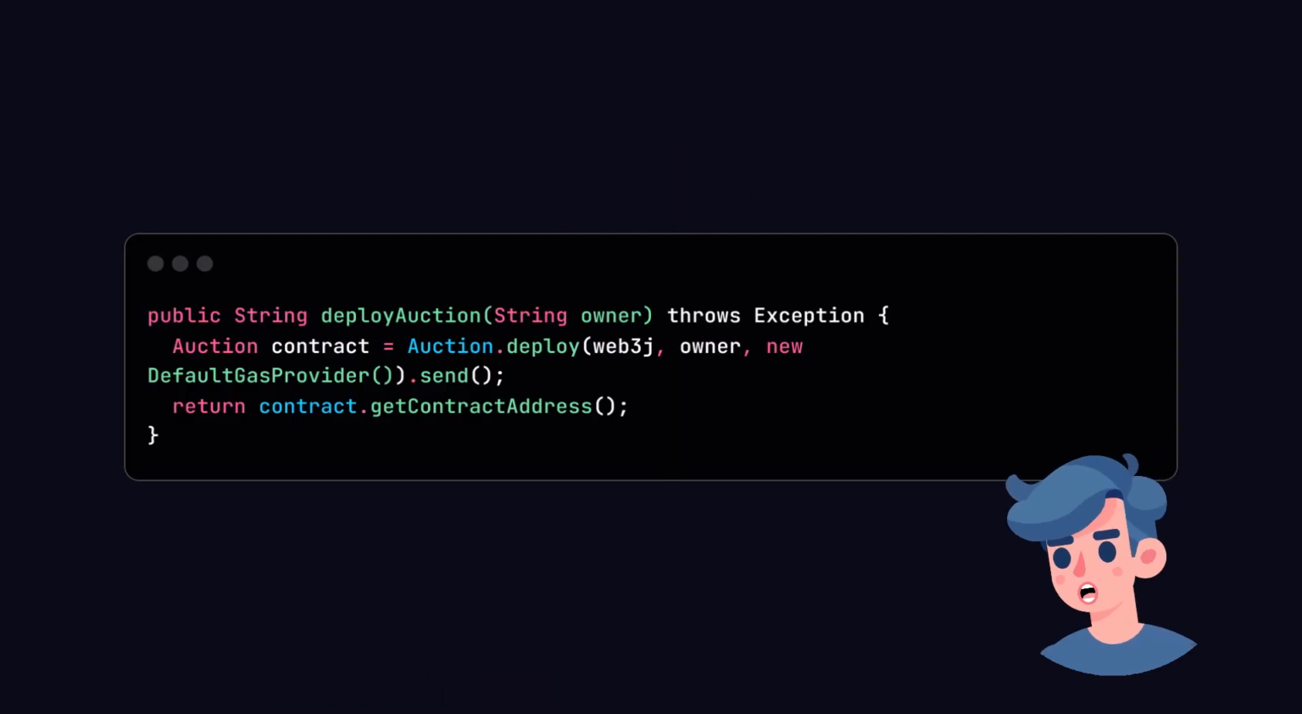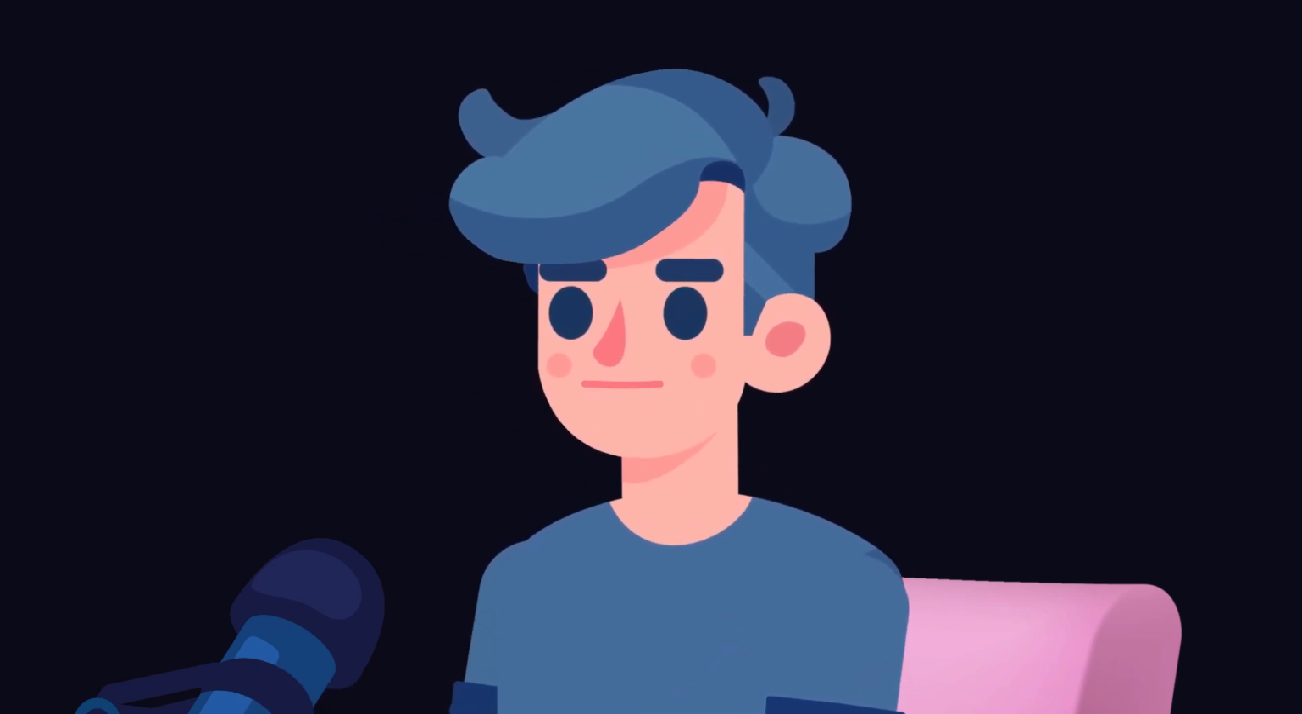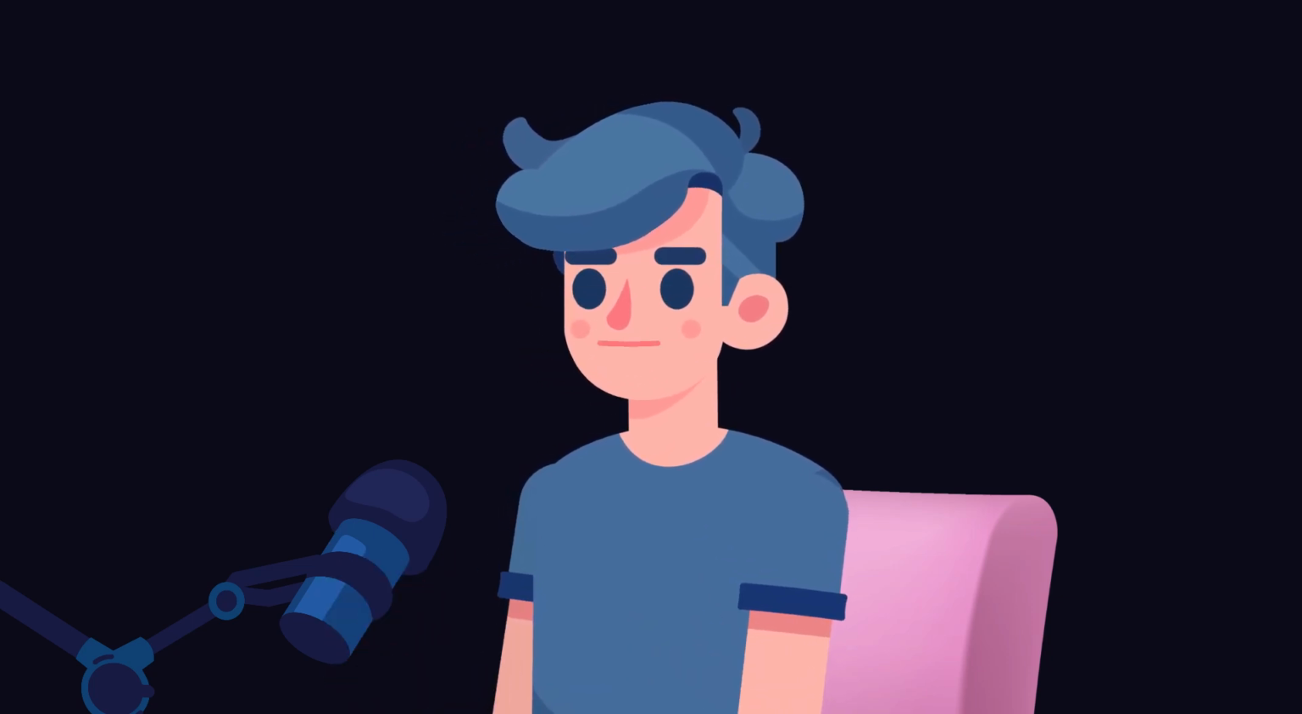Next, let's add methods to our AuctionPlatform class that will allow us to create an auction instance and place a bid. Begin by adding a method to deploy the auction contract. This method deploys the auction contract and returns the contract address. The constructor takes the Web3j instance, the owner's address, and the gas provider.